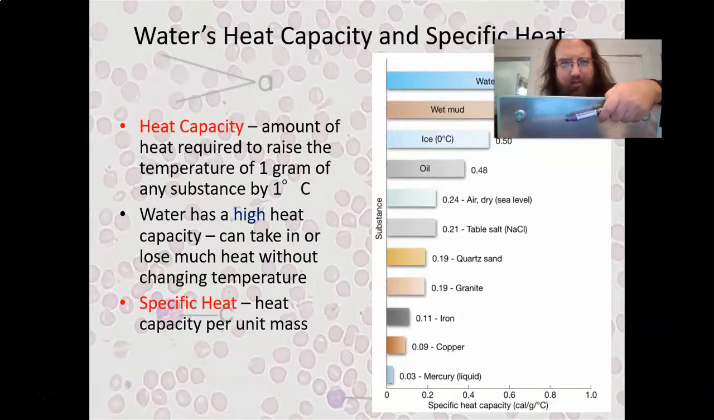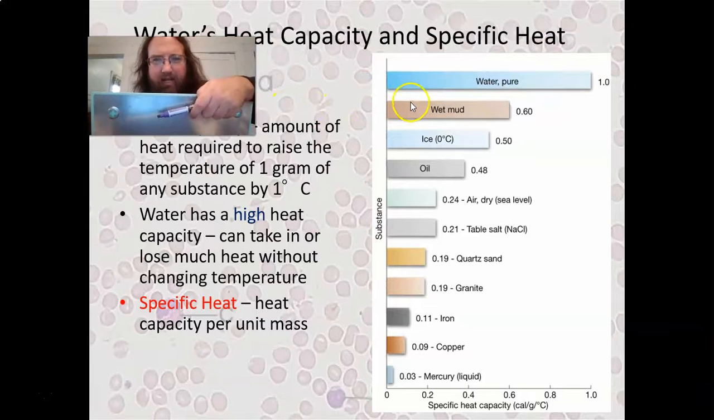This little chart will help you start to appreciate just how high the heat capacity of water is compared to other substances. Water takes about twice as much energy as oil to heat up. Air has about a quarter the heat capacity of water. Remember that air is also quite a bit less dense, at least around here.